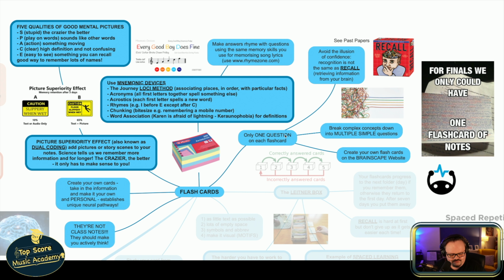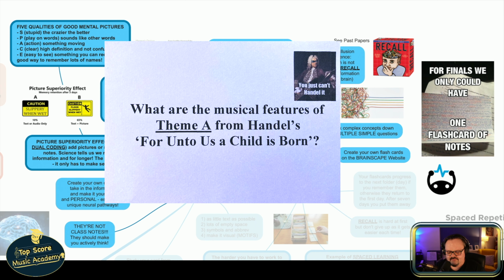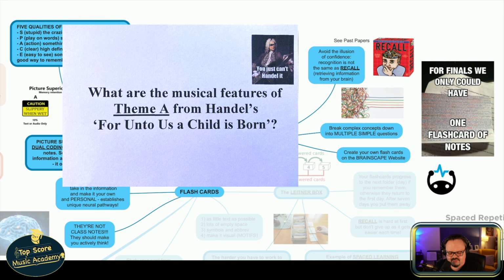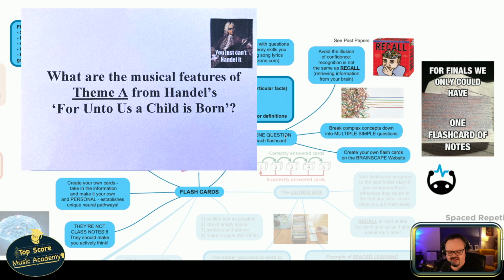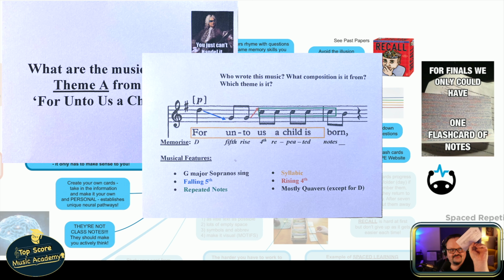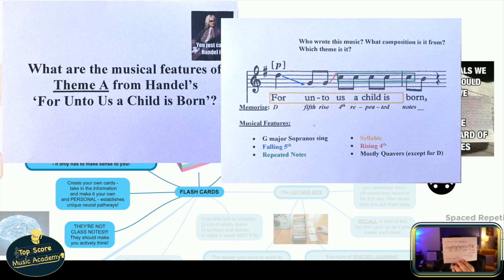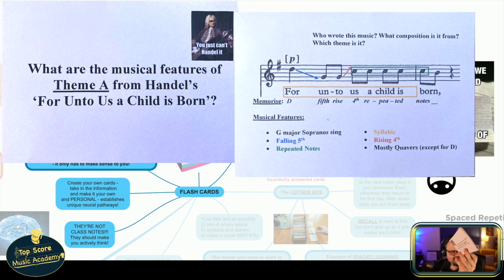So for example, the one that I have here is: what are the musical features of Theme A from Handel's For Unto Us a Child is Born? So what are the musical features of Theme A? And then on the other side, I've got the musical features of Theme A. So it's probably going to be back to front for you guys. Yeah, so that's the answer on one side, that's the question on the other.